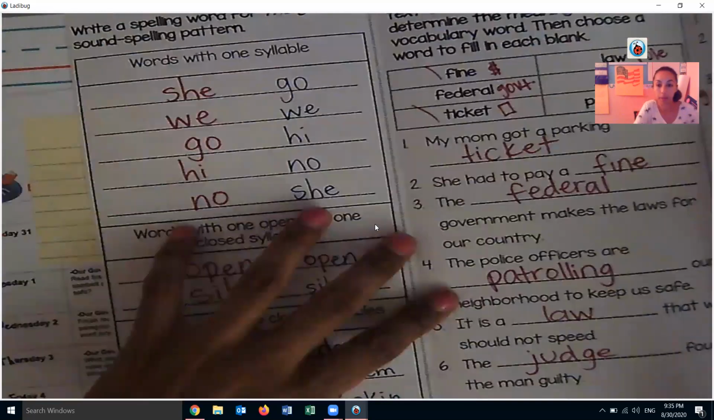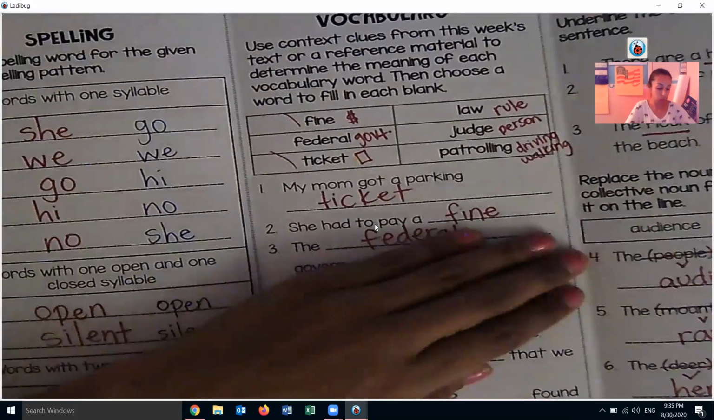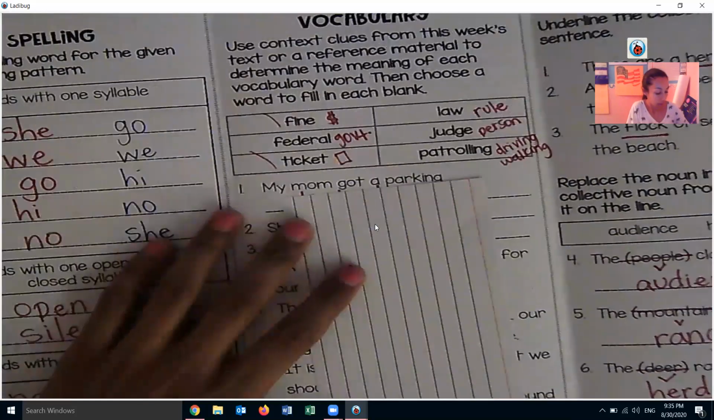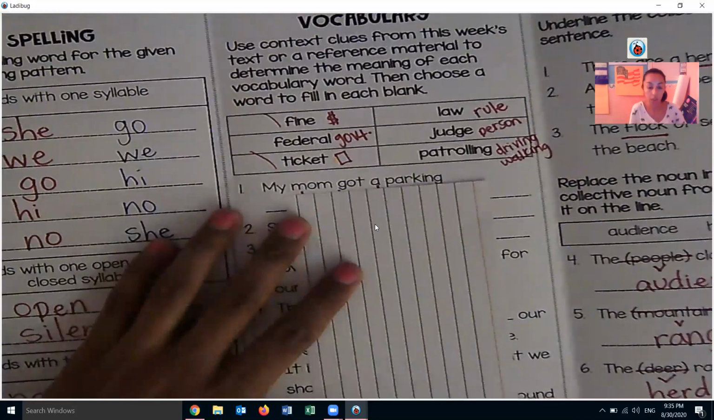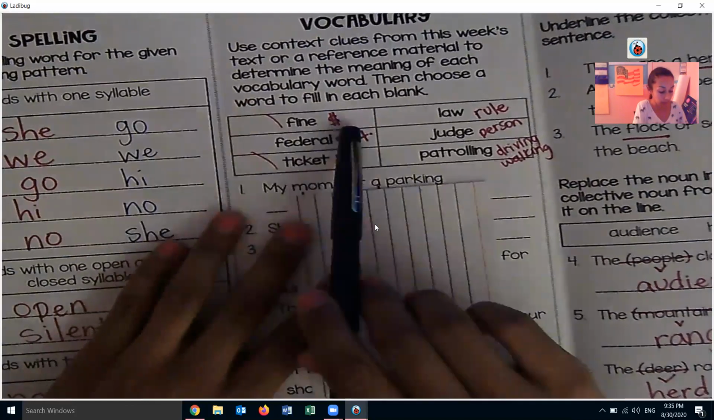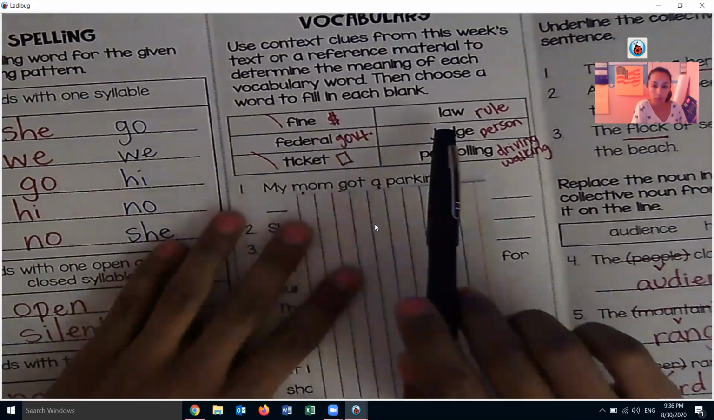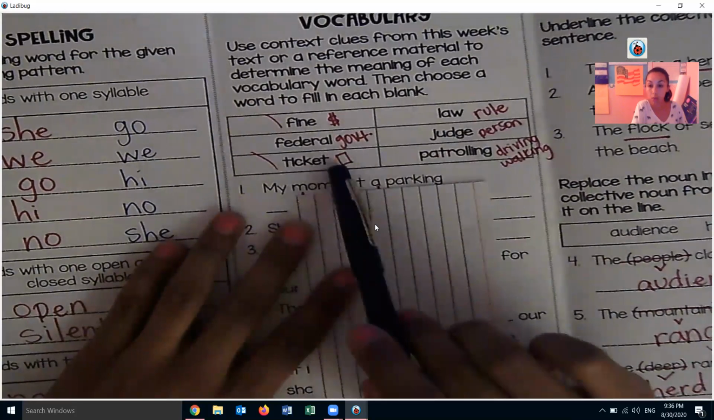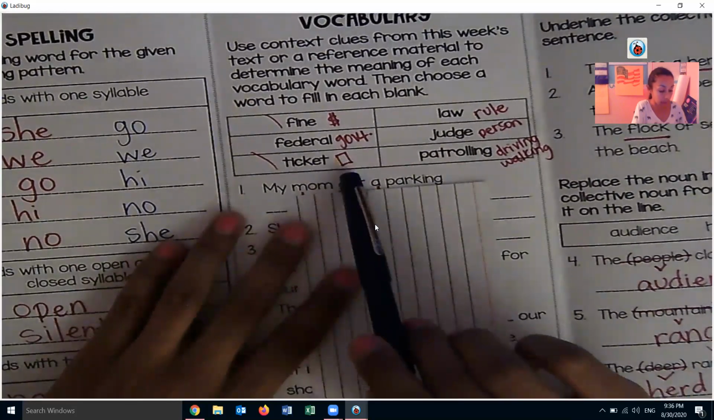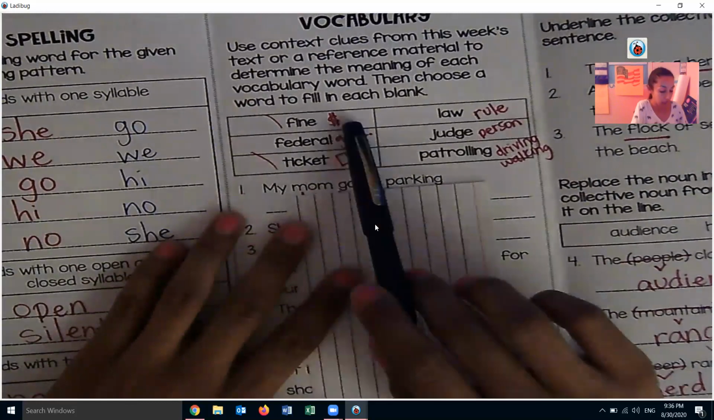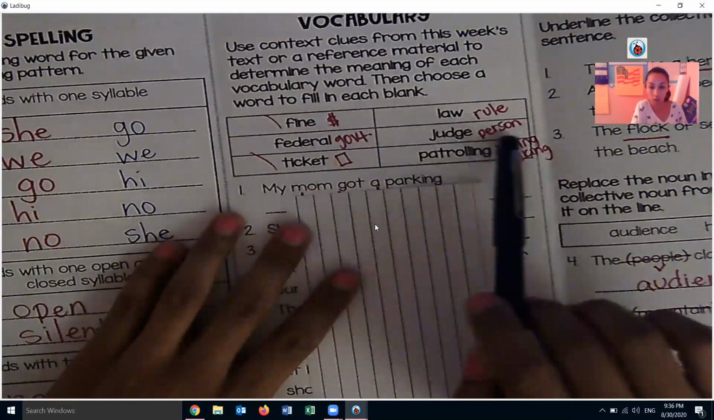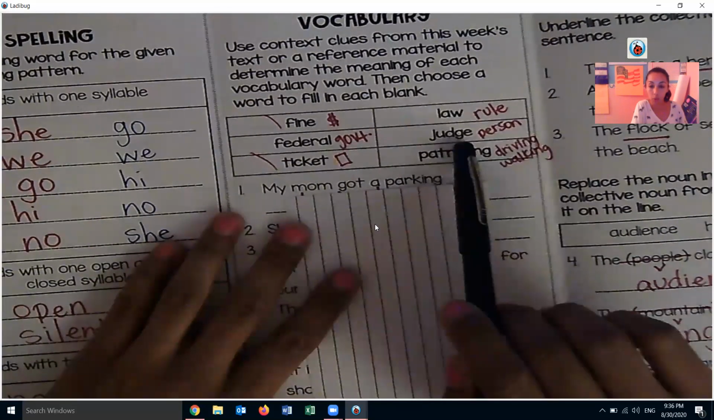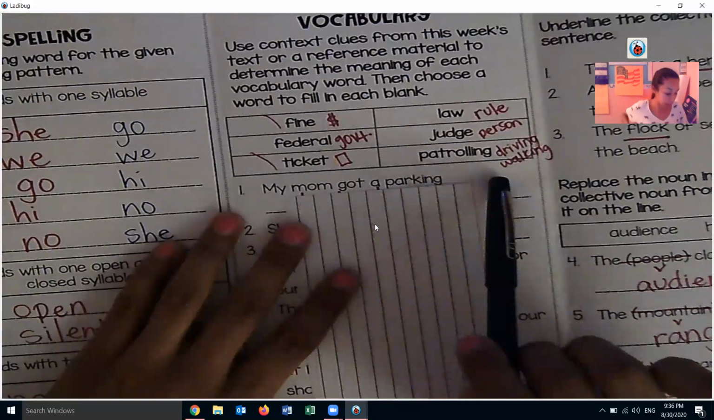Vocabulary, we have page 2. I'm going to cover this up here just to walk you through. So I wrote down some definitions. A fine is money that we need to pay. Law is a rule. Federal is the government. Ticket is a piece of paper that tells you what law you've broken. That sometimes comes with a fine, money to pay. Judge is a person who is in charge of deciding things. They know a lot about laws. Patrolling means driving or walking around.